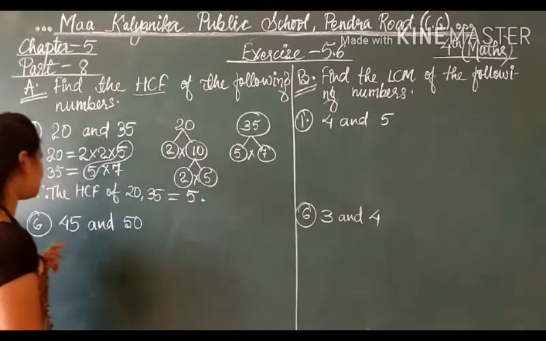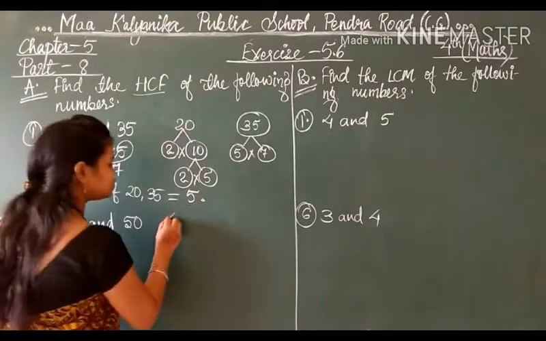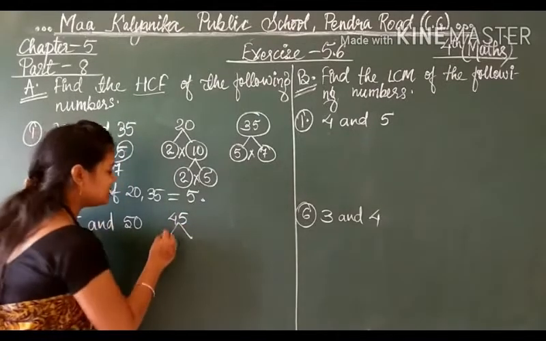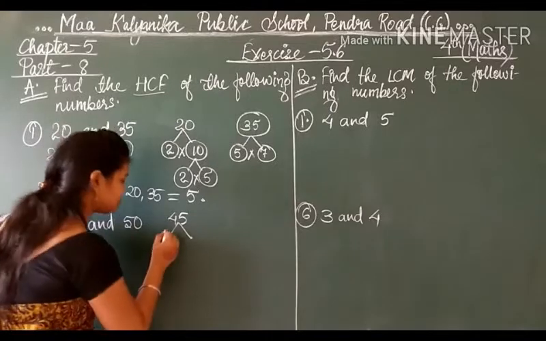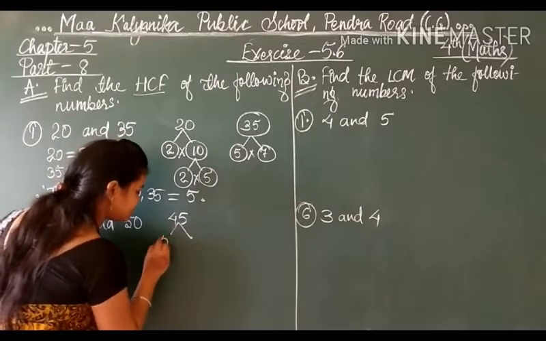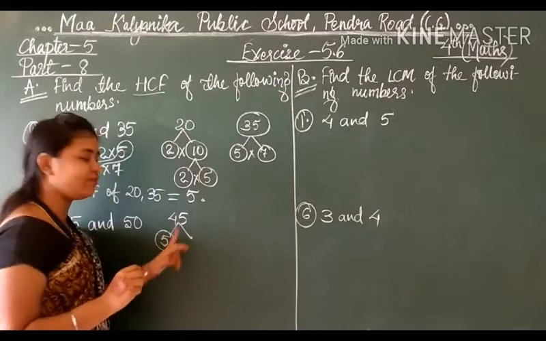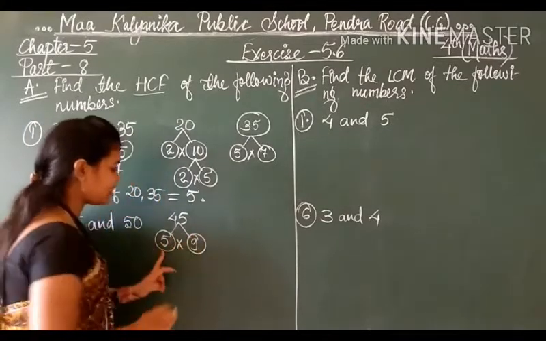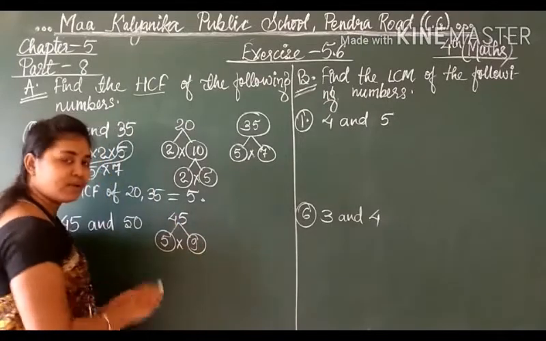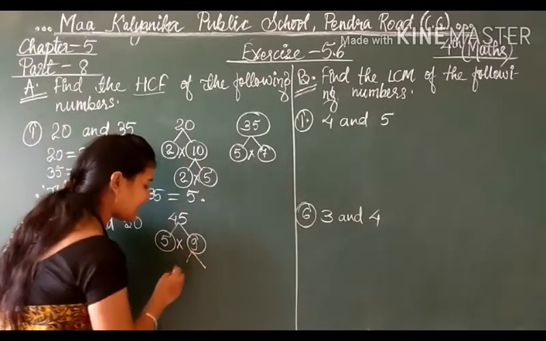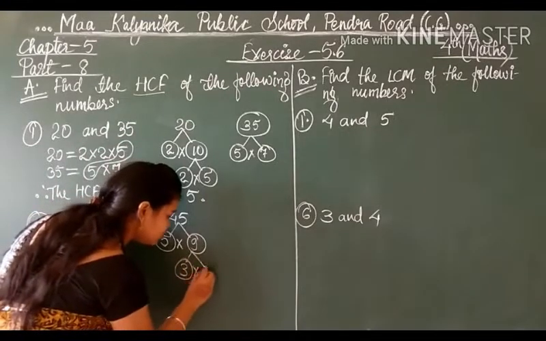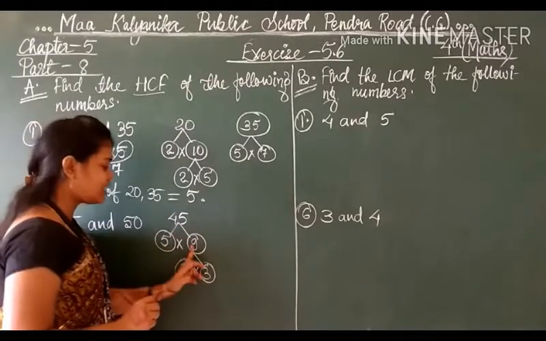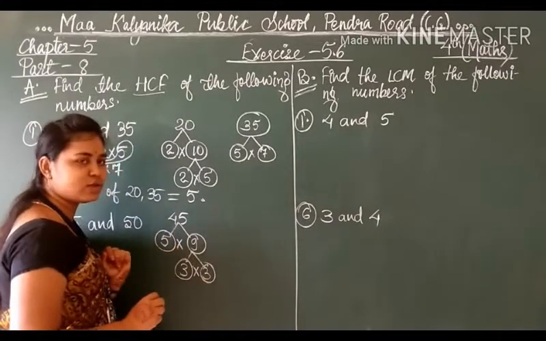So now moving to the next question. 45 and 50. So 45 will split now. In the table of 5, 45 comes. Yes, in the table of 3 also 45 comes. So let us divide by 5 first, so it will be easy. We know in the table of 5, 45 comes. So 5 9s are 45. Now 5 cannot be divided further, but 9 can be. So 3 3s are 9. So 5 9s are 45 and 3 3s are 9. So 5, 3 and 3 are the factors of 45.